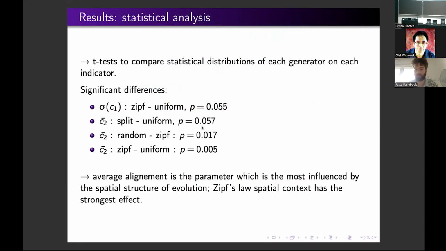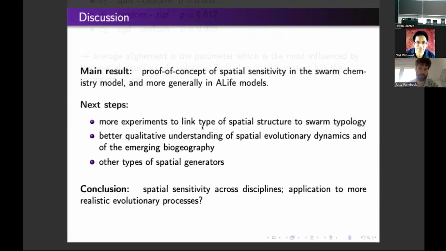So we should change the parameters of the generator to see if we can get a stronger effect. But I think it's already interesting as a main result that we have some kind of proof of concept of this spatial sensitivity we found in social simulation models. We found it also in the swarm chemistry model. It's not a result here, but I think it should come up more generally in life models: if you have spatial simulation models, you have some kind of spatial sensitivity.